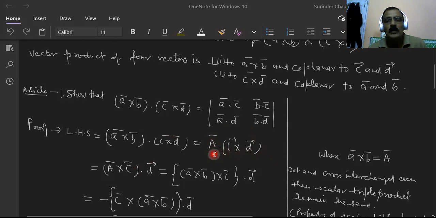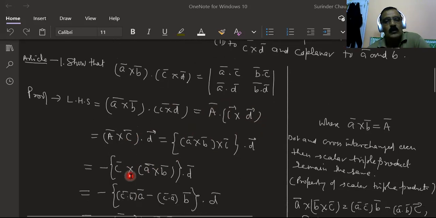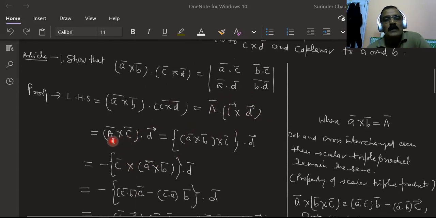Now these are three vectors, so this problem reduces to the scalar triple product. Dot and cross can be interchanged. If dot and cross are interchanged, by the property of the scalar triple product, the result remains the same. So this becomes A cross C dot D. Substitute the value of A back, and you will get A cross B cross C dot D.